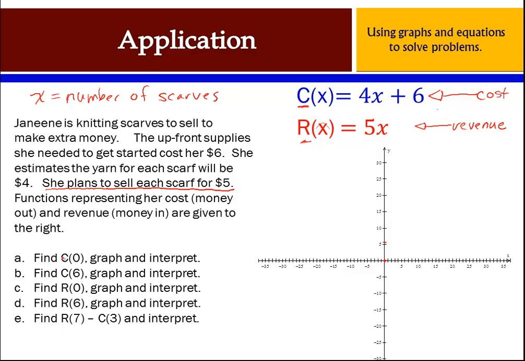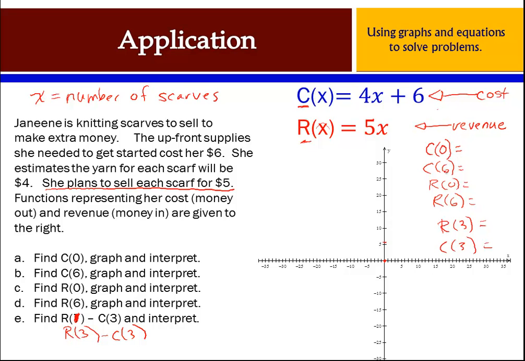Now we're asked to find certain values, graph them, and then interpret the meaning on the graph. So doing a little calculation on the side here, C of 0, C of 6, R of 0, R of 6, and let's change this. This should be R of 3 minus C of 3. So we'll need to find R of 3 and then C of 3 and then find the difference or subtract those two.